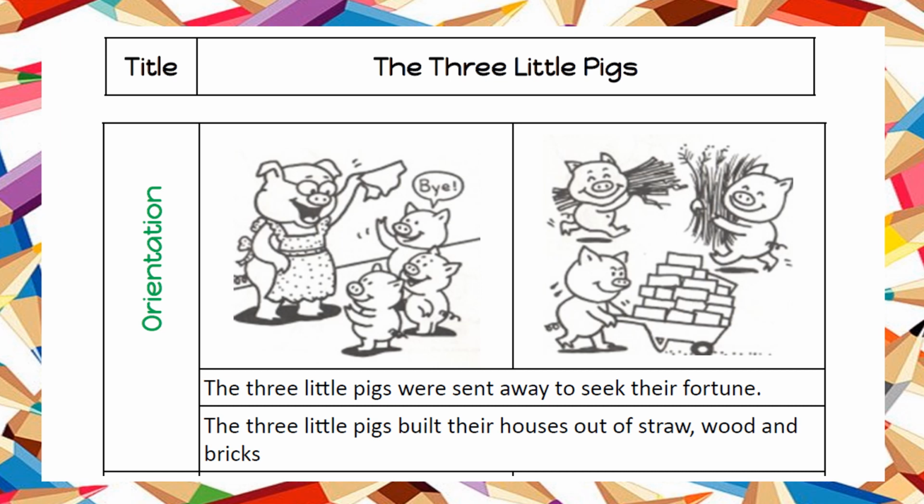Yesterday, I asked you to cut up the pictures of the story for the 3 little pigs and organise them according to the 3 parts of a narrative. So hopefully you got the same pictures as I did for the orientation. I just added 2 sentences to go with them. The 3 little pigs were sent away to seek their fortune. The 3 little pigs built their houses out of straw, wood and bricks.